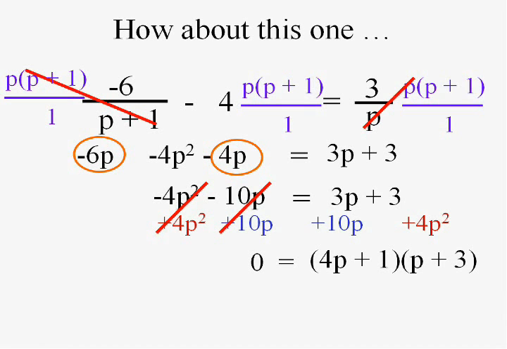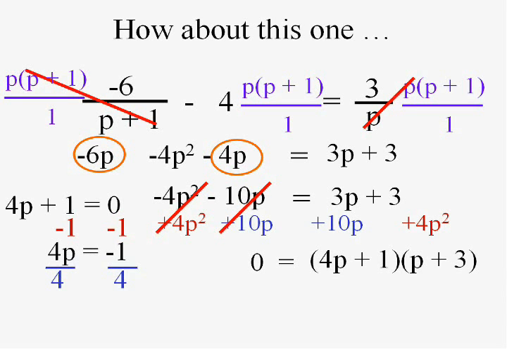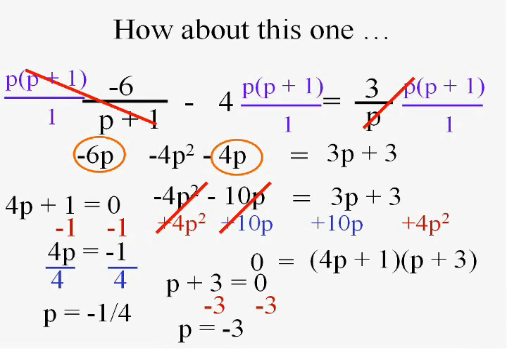Now we have it factored, and we're going to take each of the factors and see what it takes to make them be 0. Well, with 4P plus 1, if I solve, dividing by 4, I'm going to get negative 1/4. That's one of the answers. With P plus 3, I bet you could do it in your head, but let's solve just in case. And the other answer is P is negative 3.